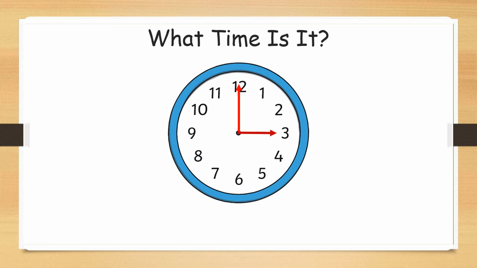You're welcome. What time is it? I'll try this time. The minute hand is on 12 and the hour hand is on 3. So we say 3 o'clock. It is 3 o'clock. Am I right, Mr. Wolf? Yes, you are correct. So we'll write the time as 3 dots 0 0. That is 3 o'clock. You are right, my dear.